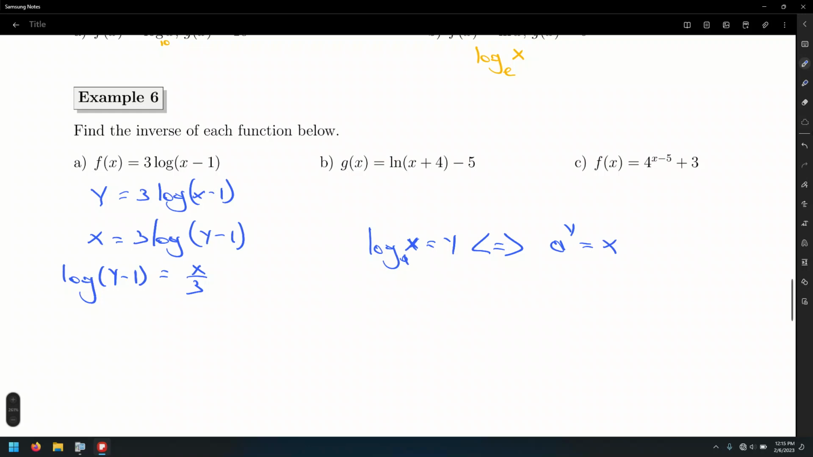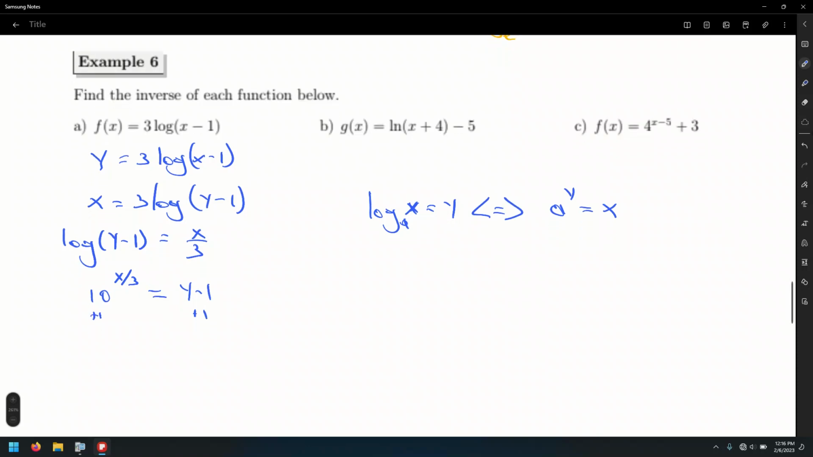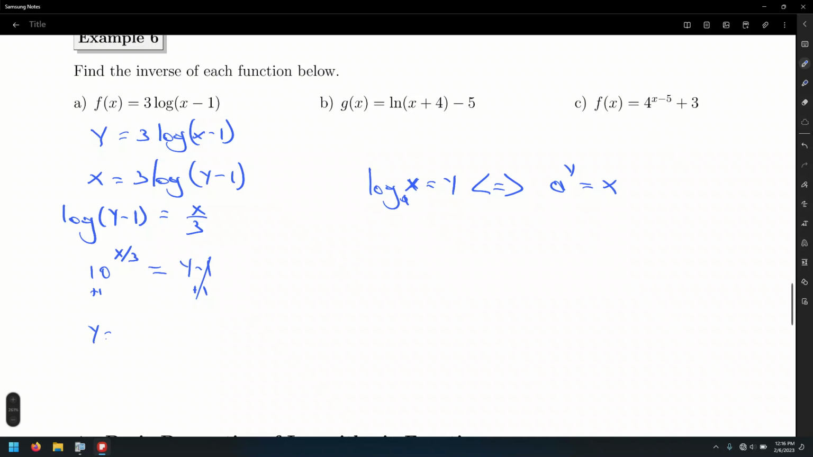But again, I wonder what the base is. Notice the base is sort of invisible. When we don't have any subscript here, it's supposed to be understood that it's base 10. So that means I'm going to write 10 to the x over 3 equals y minus 1. All right, that's by definition of going back and forth between logarithmic and exponential expression. From here, we're only one step away to get the y by itself. Just add 1 and cancel. And that's going to give me y equals 10 to the x over 3 plus 1.